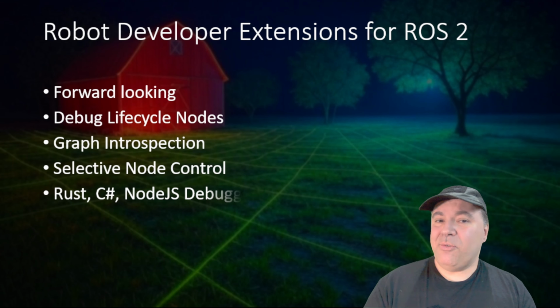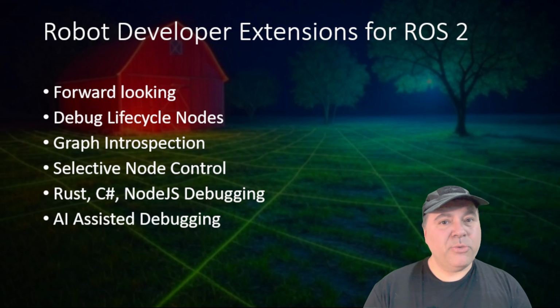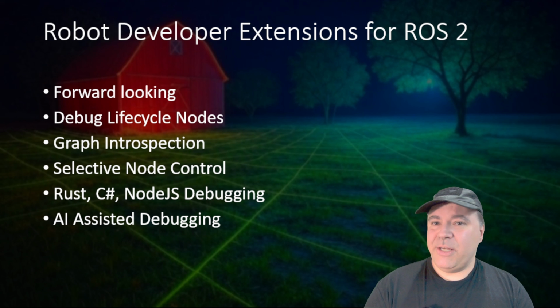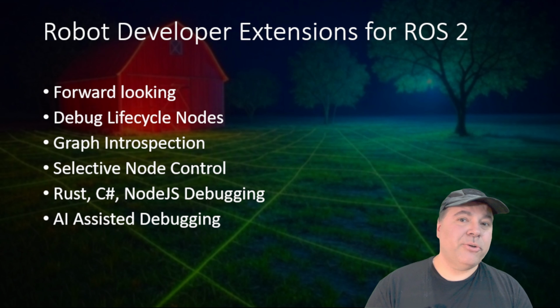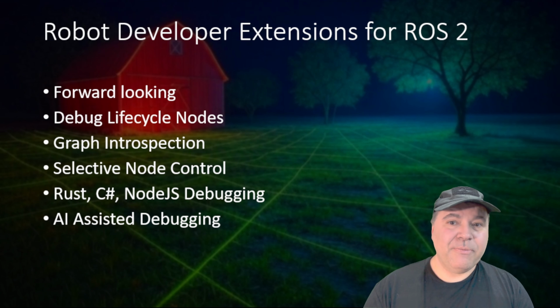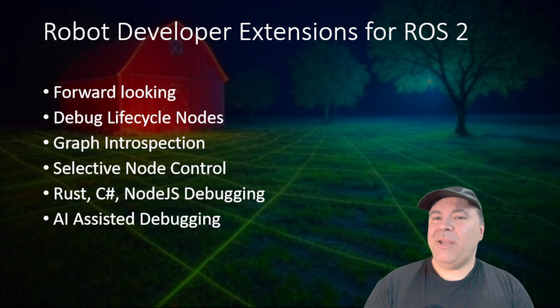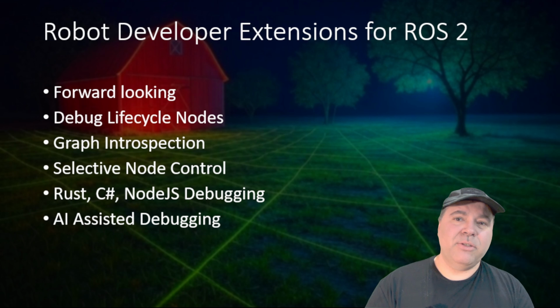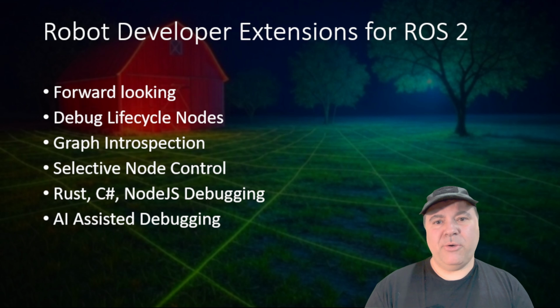Developer extensions for ROS2 are refactored for modern toolchains. The ROS2 extension is being enhanced to support debugging lifecycle nodes, graph introspection, selective node control, and support for new languages. Additionally, we're working on extensible AI to help you identify problems in your workspace.